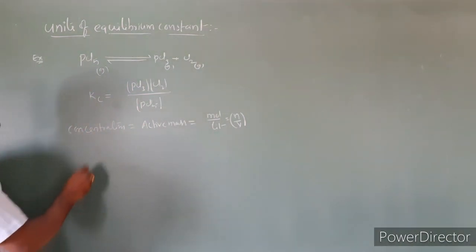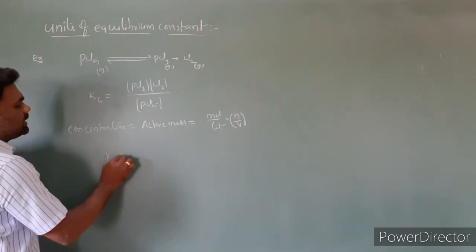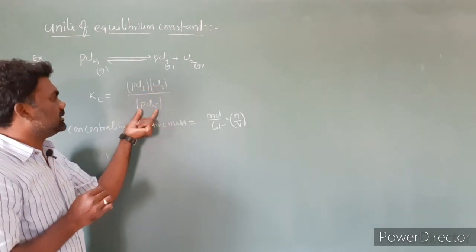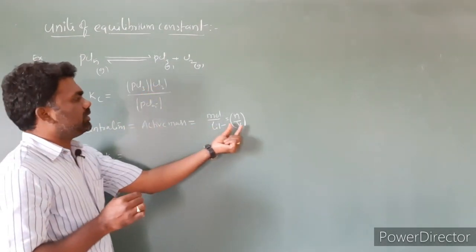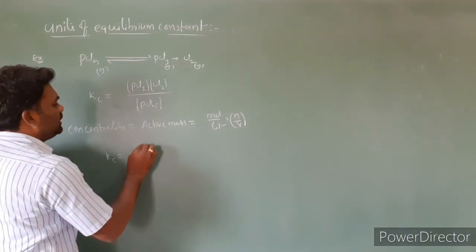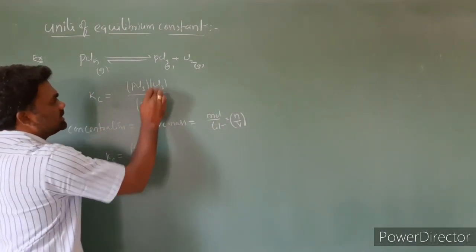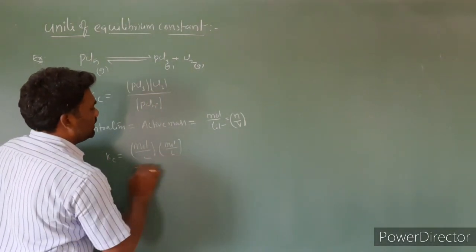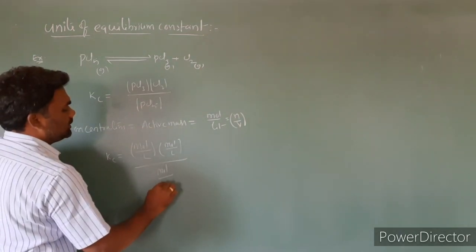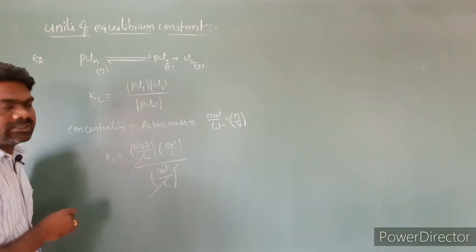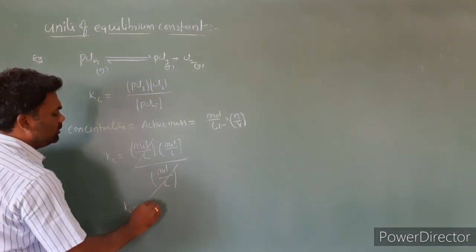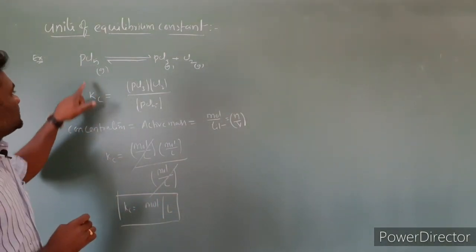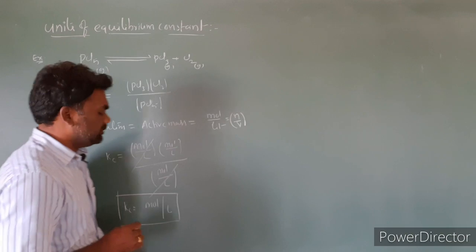So here I am taking Kc. This is the concentration of PCl3, concentration of Cl2, concentration of PCl5. So for concentration we have to take mole per liter. The numerator has mole per liter, and the denominator has mole per liter, isn't it? Mole per liter will cancel. Then Kc is equal to mole per liter. So this is the unit of Kc for the equation PCl5 gives rise to PCl3 plus Cl2, the first case.